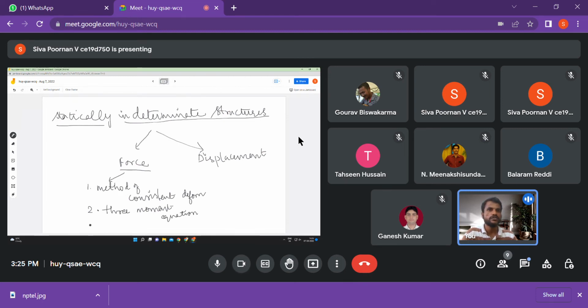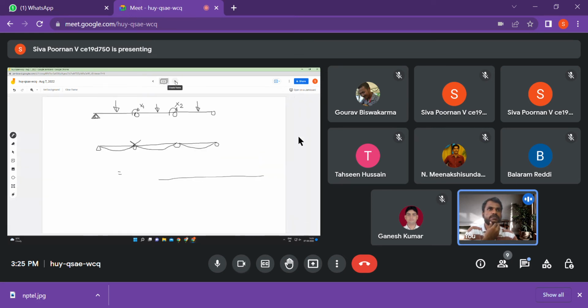Any other methods? These two are the most popular methods. One other method that is a favorite of mine is the conjugate beam method. I'm saying it here, and it's a very easy method to solve problems. I'll just illustrate it with an example.